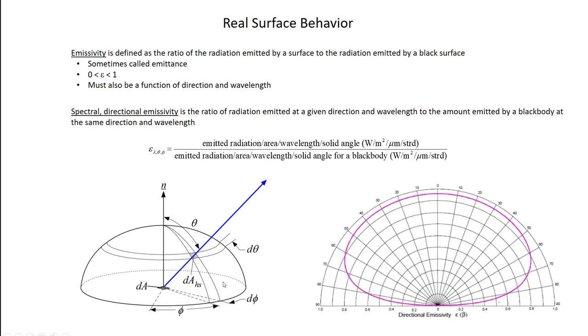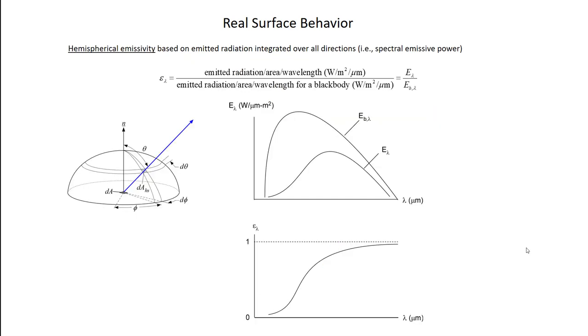Like I said, almost never as a function of phi. And again, this is pretty detailed information, more detailed than you're typically going to get for a surface. So spectral directional emissivity is the most detailed information you can get about a surface. What's a little bit more typical is if you're given hemispherical emissivity.